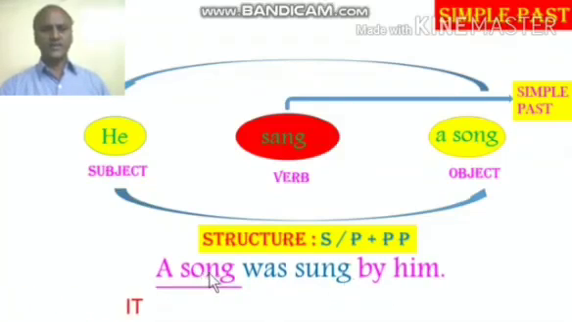A song again is in singular. When you reduce that into the personal number, it becomes it. So when the subject is singular, the verb has to be singular, it was. Then the past participle of the verb sang is sung. So the answer is a song was sung by him. We must always use by for the passive voice.